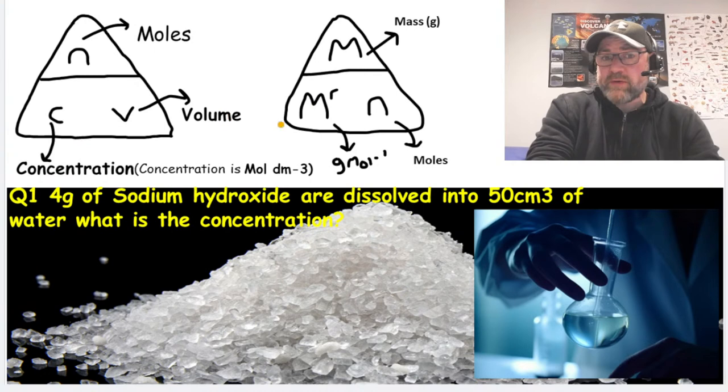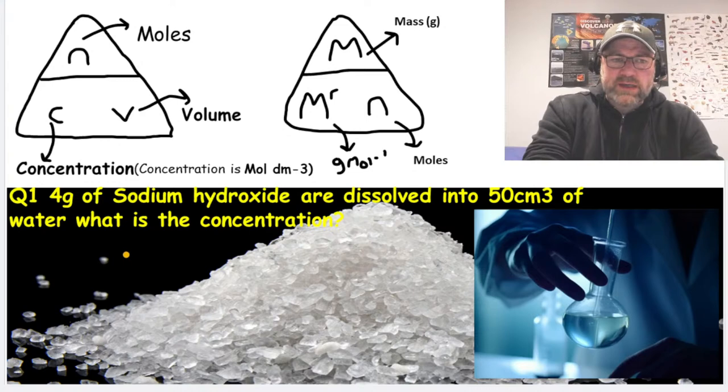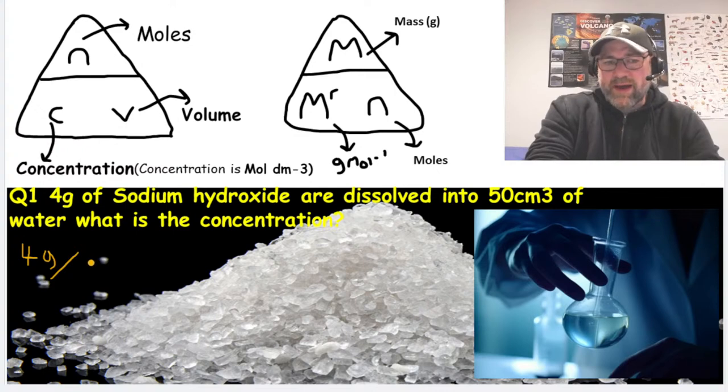Again, we've got to use both these triangles here. This is kind of like GCSE, but you'll still have to use these skills in A-level. So I've got 4 grams of sodium hydroxide. What is the concentration? Well, I can work out the moles. And sodium hydroxide is... Sodium's 23.1 Mr, actually. At A level, they get really, really specific.